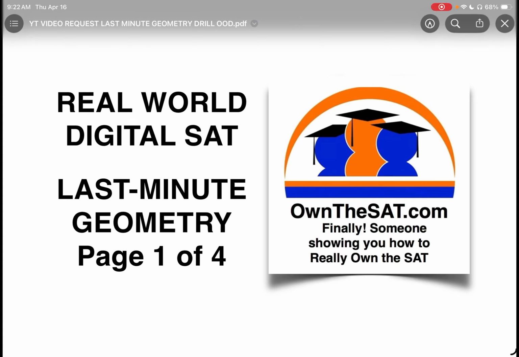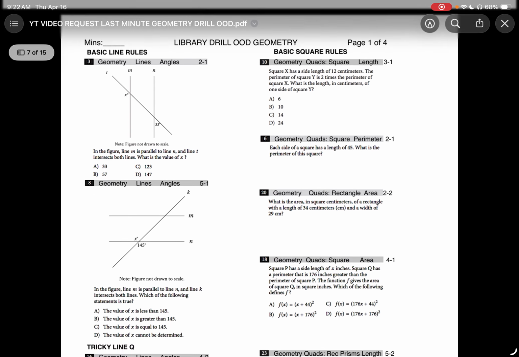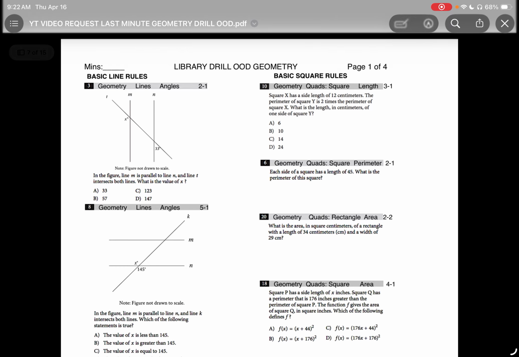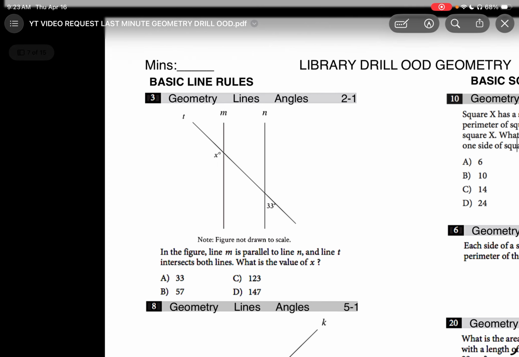Everybody wants to break down the geometry. Last minute geometry. We're going to be dealing with a set of questions that deal with L-I-N-E-S, lines. One of the things you want to get very familiar with are the basic fundamentals of lines. So here we've got a question.